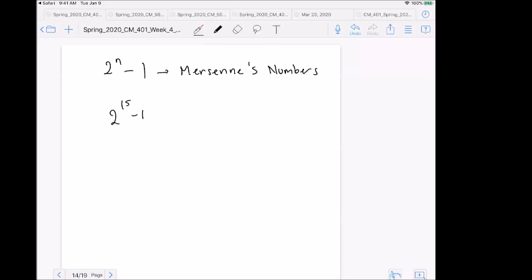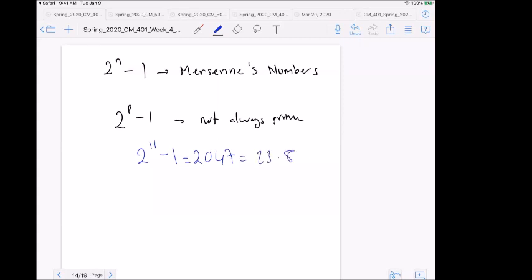But there are also primes p where 2 to the p minus 1 is not prime. So the reverse is not true. Does it make sense, guys? For 2 to the n minus 1, if n is not prime, 2 to the n minus 1 is definitely not prime. But this doesn't mean that when n is prime, 2 to the p minus 1 is always prime. I can give you an example: 2 to the 11 minus 1 is equal to 2047, and that is 23 times 89.